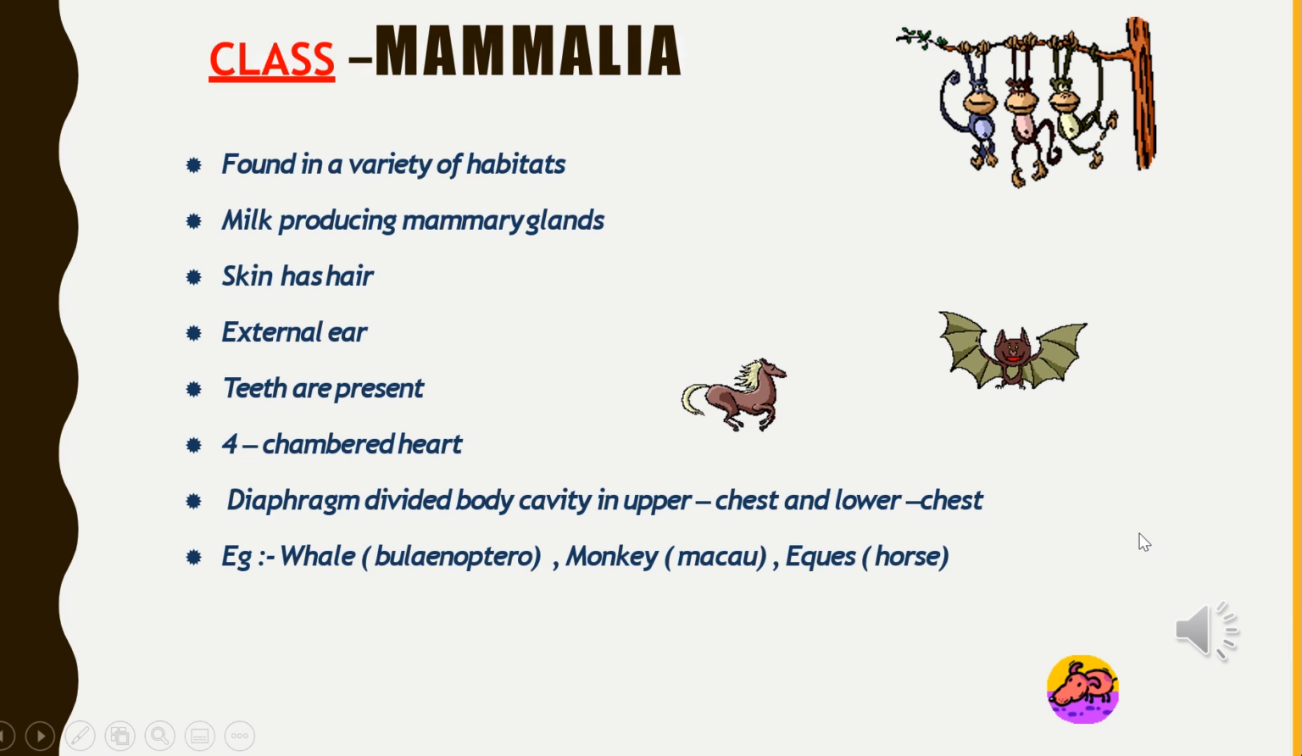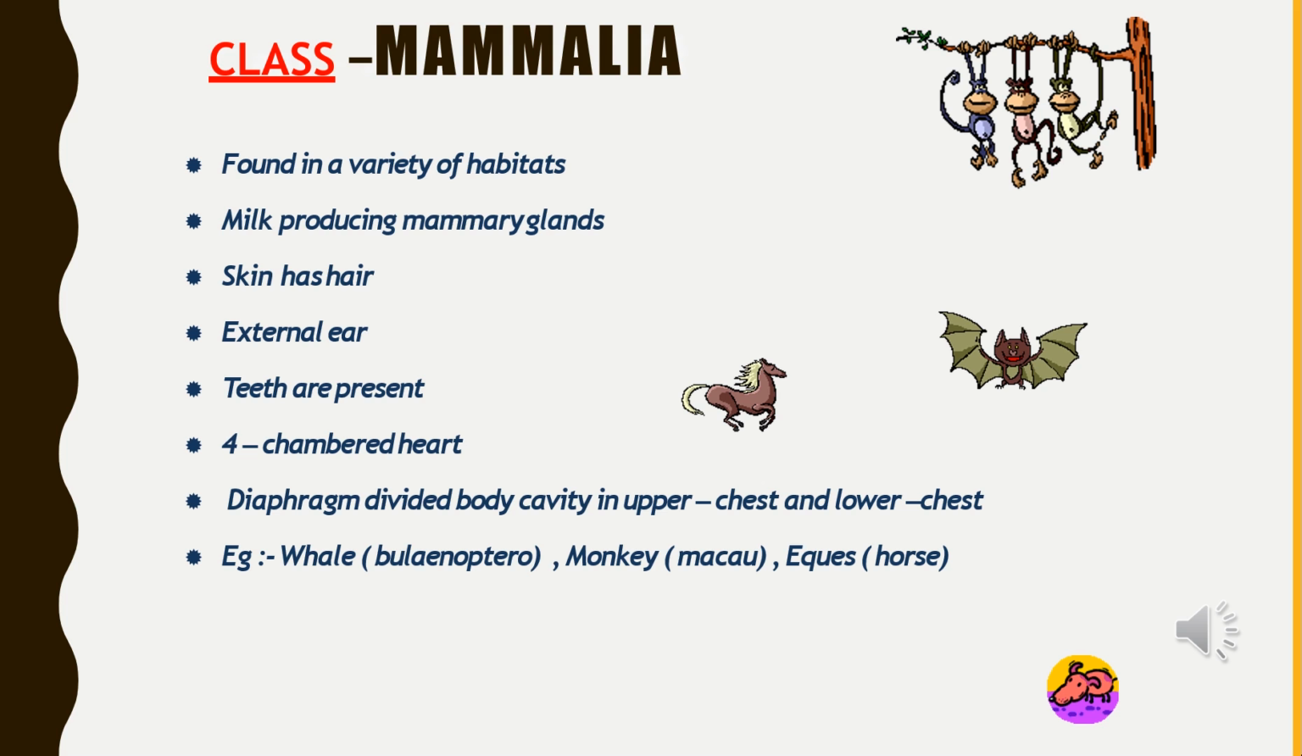Now let's study the characteristics of class Mammalia. They are found in a variety of habitats, polar ice caps, deserts, mountains, forests, grasslands and dark caves. Some of them have adapted to fly and some of them can live in water. Example is whale, and which can fly, bat, etc. The most unique mammalian characteristic is the presence of milk producing glands. That is, they have mammary glands by which young ones are nourished.